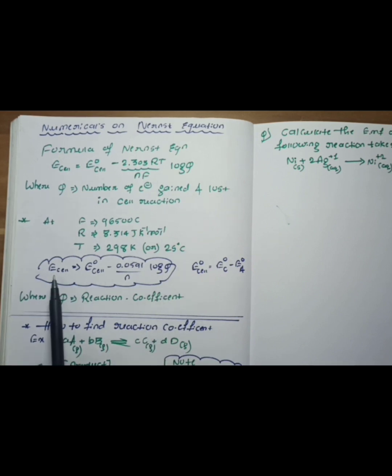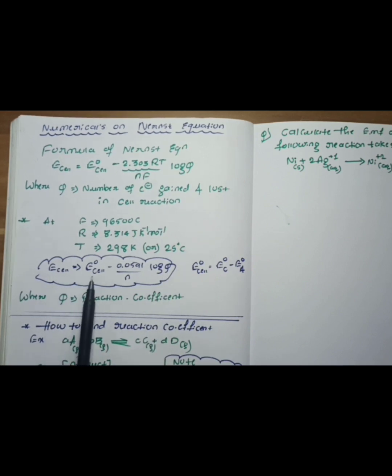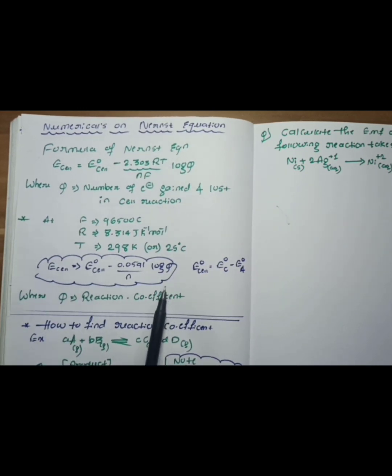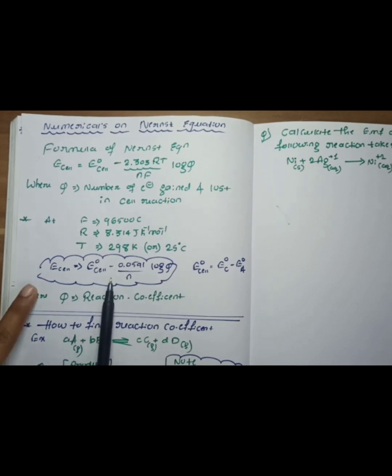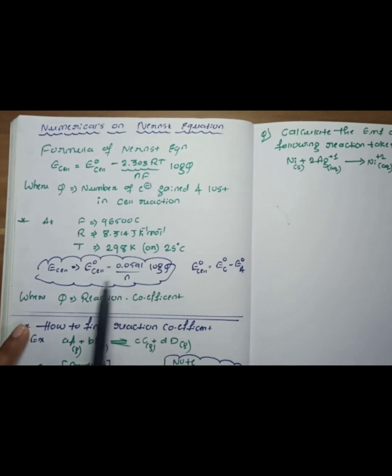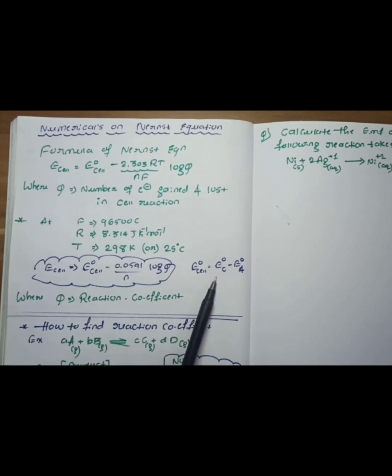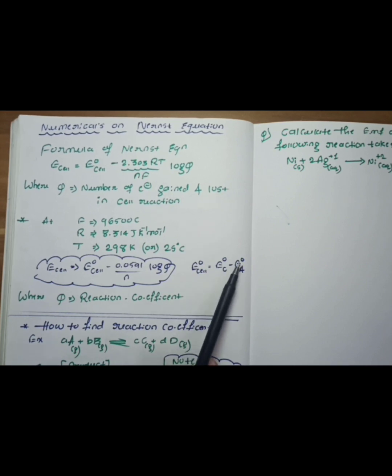E cell means EMF of the cell and E naught cell means the EMF of the cell at standard state. When a question mentions that the temperature is 25 degrees Celsius or 298 Kelvin, we have to use this equation for solving the problem. In some questions, the E naught cell value is given, and then we directly put the data in the formula. If E naught cell is not given, we have to find it using this formula: E naught cell is equal to E naught of cathode minus E naught of anode.